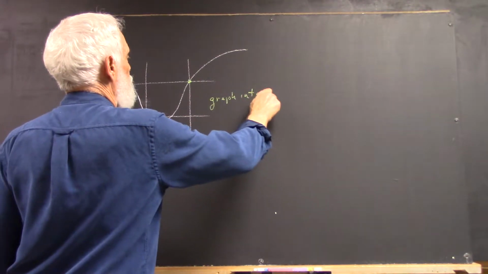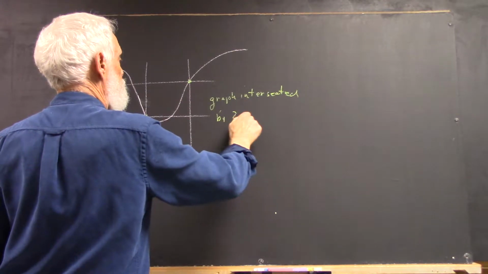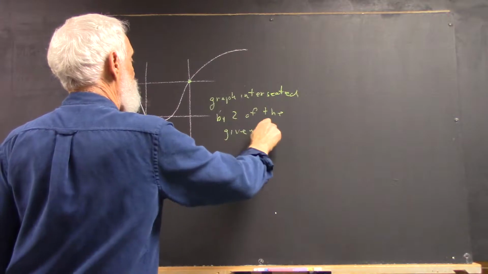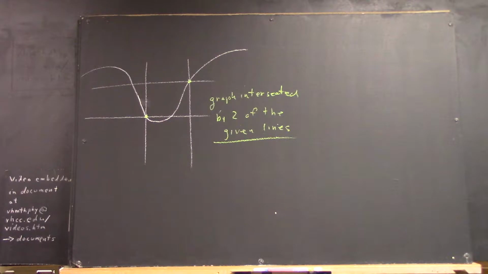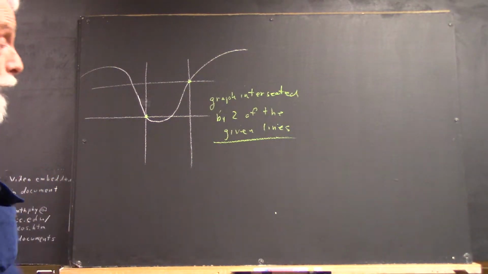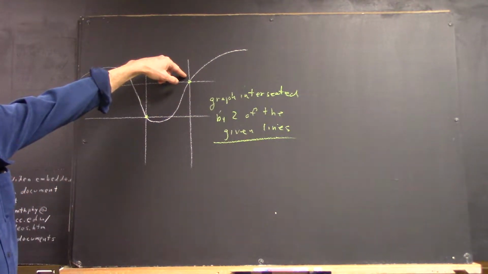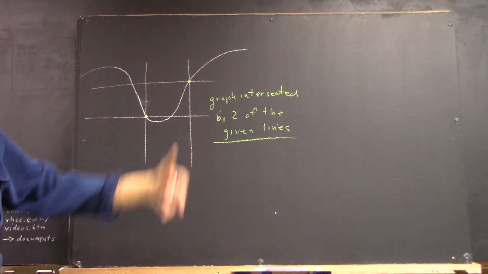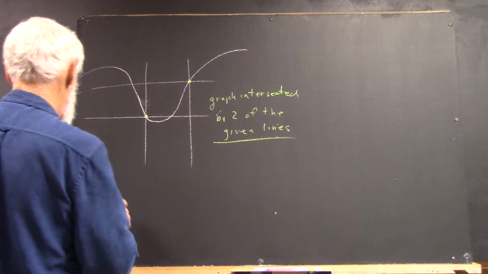The graph is intersected by 2 of the given lines. And this is something I'm not sure I saw everybody understanding from some of the sketches I saw, okay? So I'm very glad you asked. So we have these 2 points, okay? Now we got other points where the lines intersect, but they're not on the graph. They don't matter, okay?